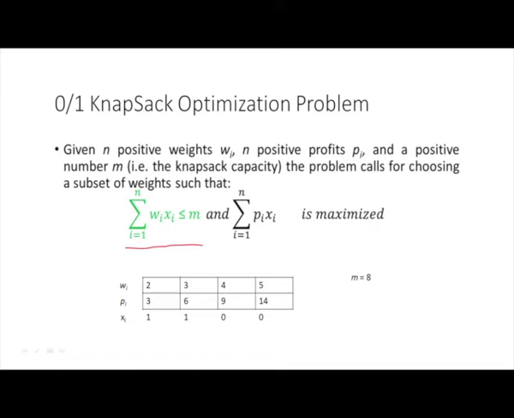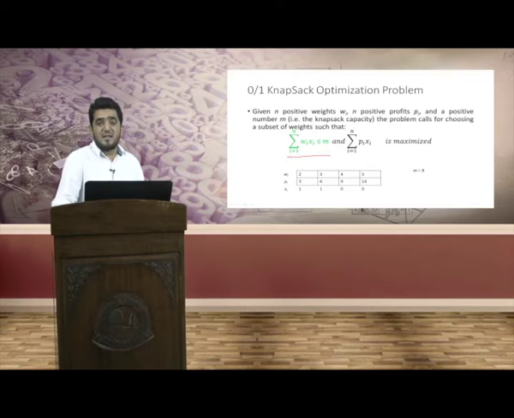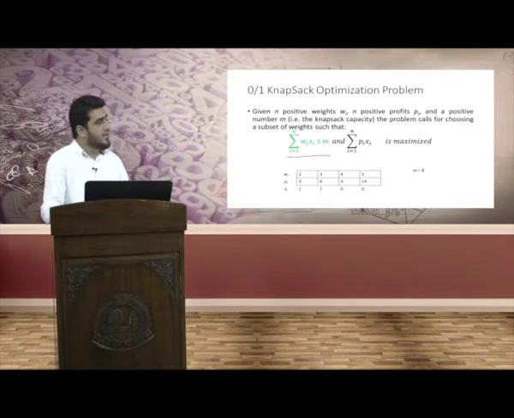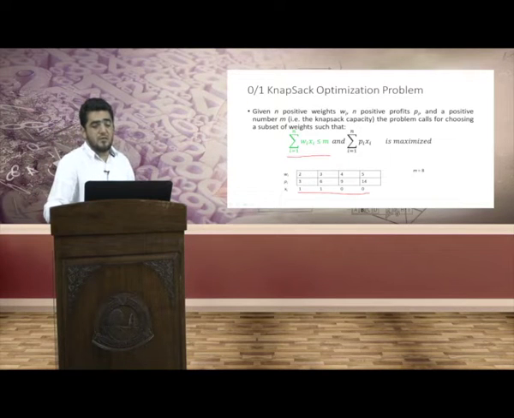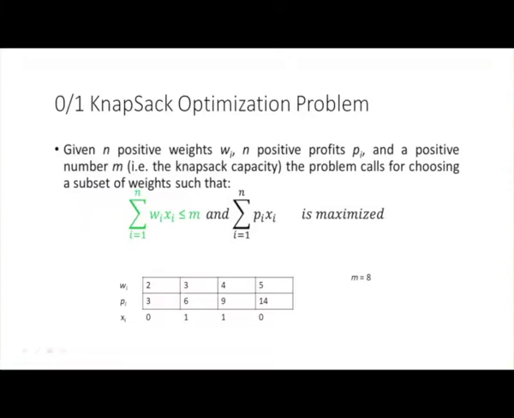However, we are not very sure whether profit is maximized or not, because the total profit gained by this solution vector is 6 plus 3, which is equal to 9. So we are not very sure right now whether there is another solution vector whose weight will be less than or equal to m and whose profit is greater than 9. We'll see later how we obtain that.